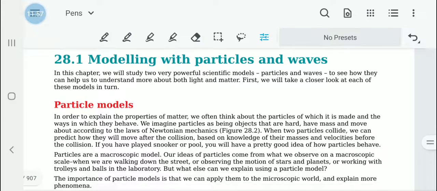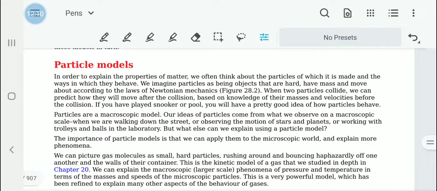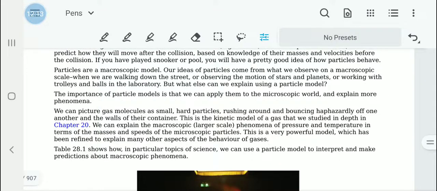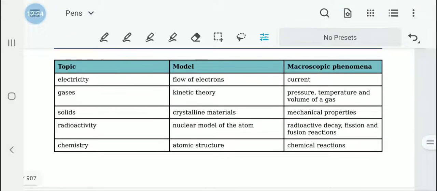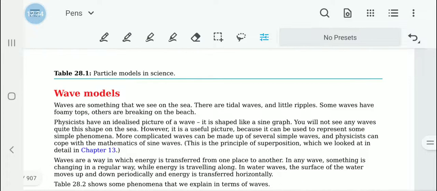Different models have been developed to explain macroscopic phenomena using the microscopic properties. And please draw this chart, table 28.1. Electricity, flow of electrons, then the macroscopic phenomena that can be explained is current, etc. So write this, then you will get a better understanding.